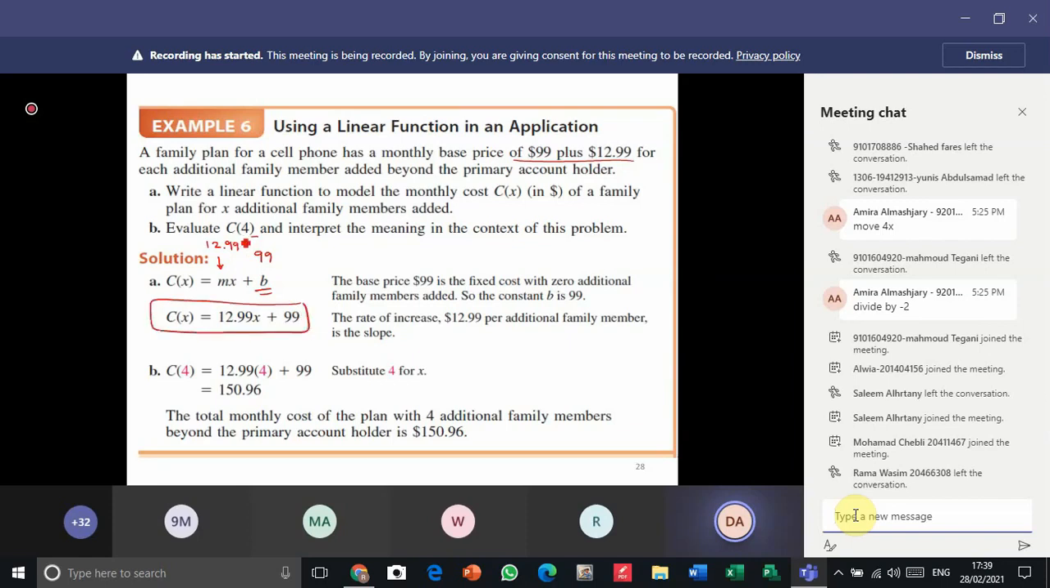To find the cost for a family of 4 members, substitute the 4. C(4) equals what? Substitute the 4 for x, multiply by 12.99 plus 99, so we have 150.96.